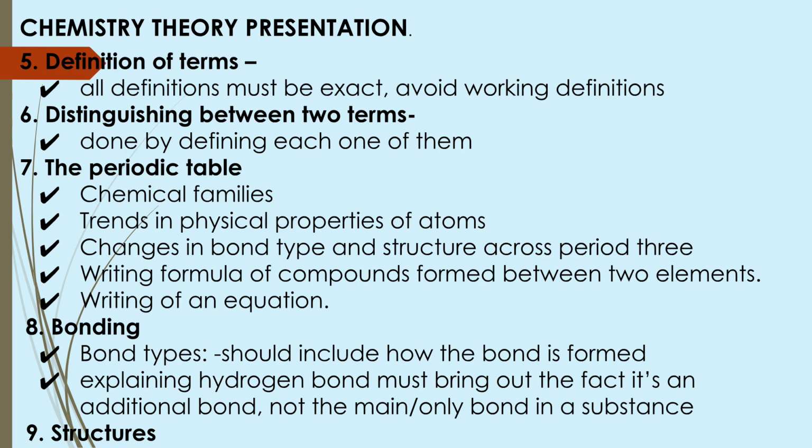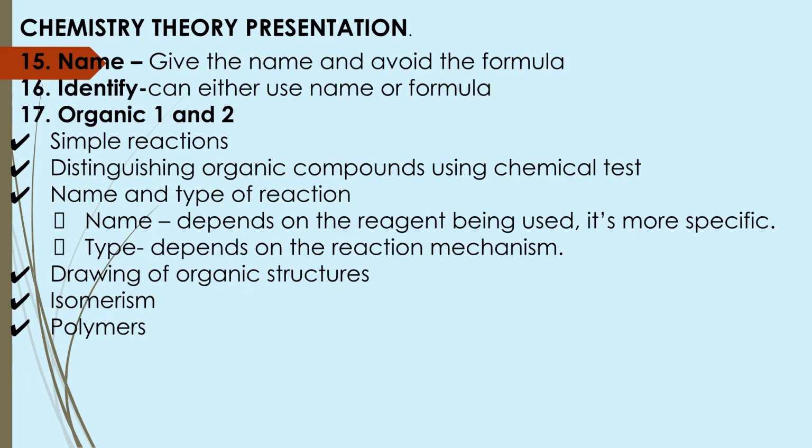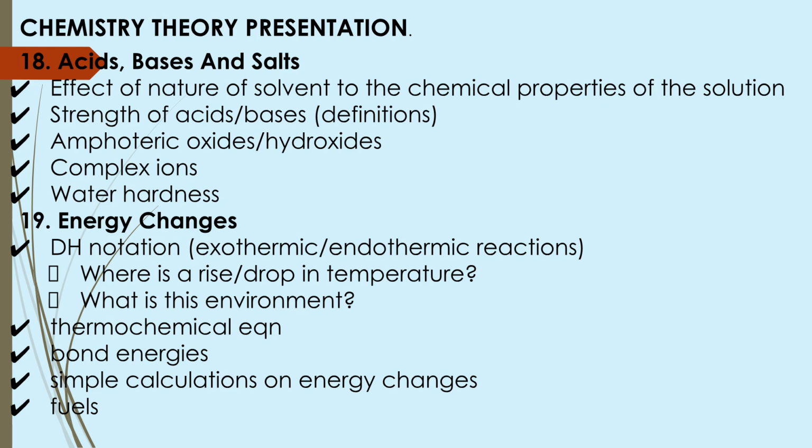In defining terms, all definitions must be exact. Avoid working definitions. Distinguish between terms by defining each one separately. Key areas in the periodic table include chemical families, trends in physical properties, changes in bond type and structure across period 3, writing compound formulas, and writing equations. Regarding bonding, remember to include how the bond is formed. Explaining a hydrogen bond must clarify that it is an additional bond, not the main or only bond in a substance. Salts cover preparation methods and properties, including solubility and action of heat.